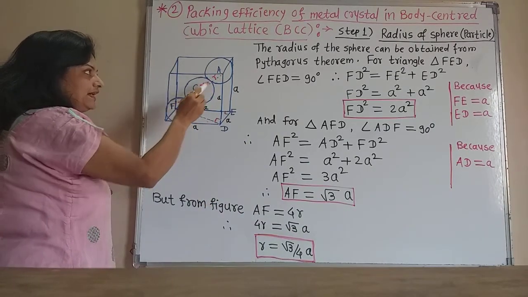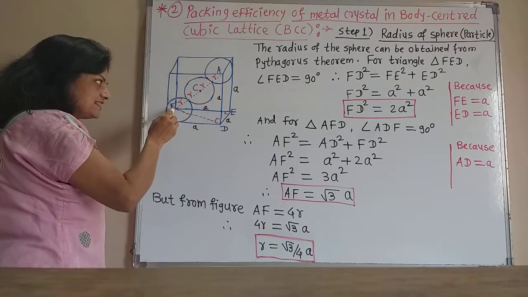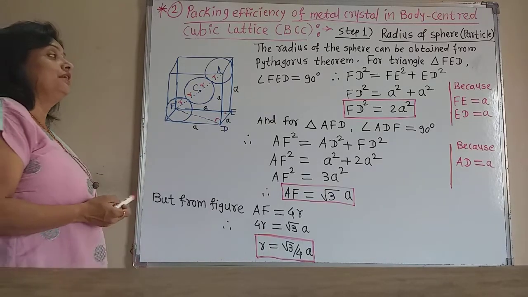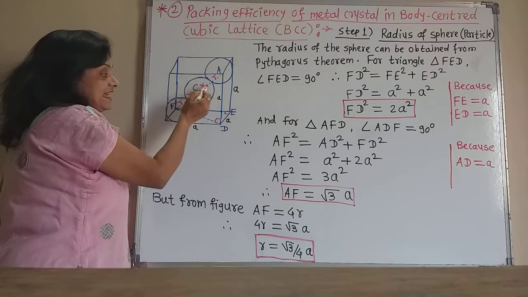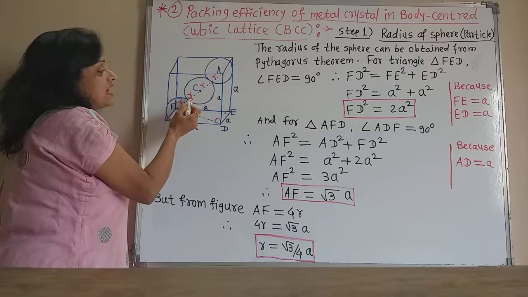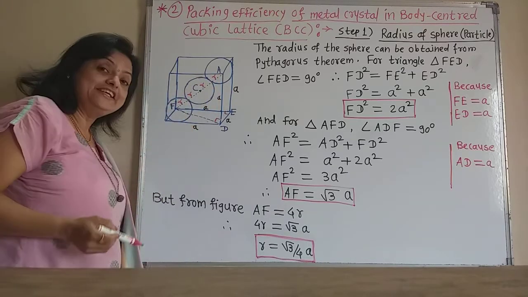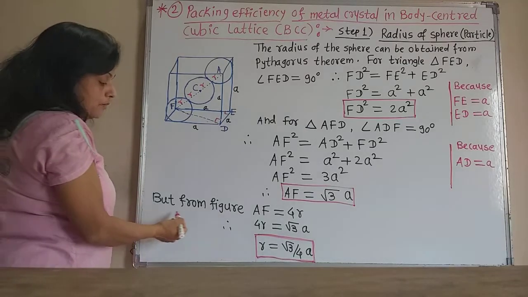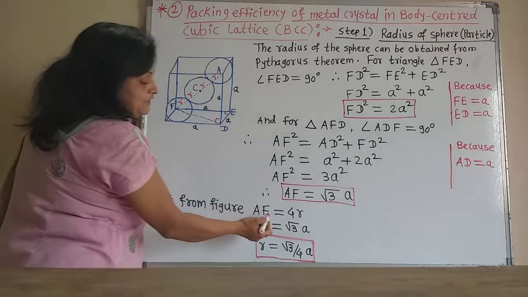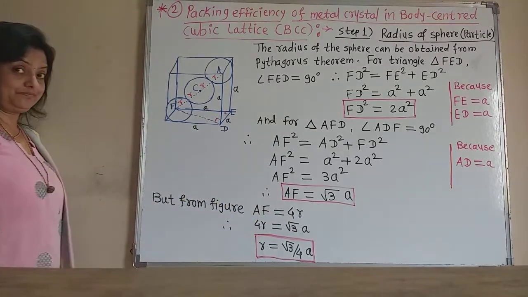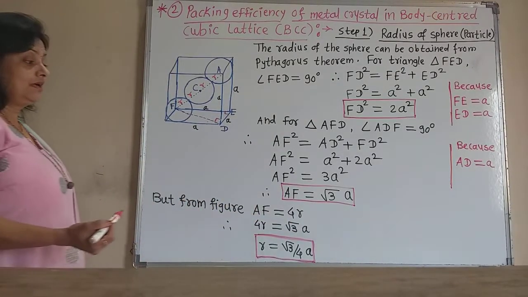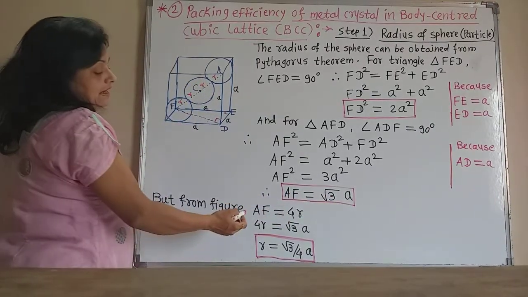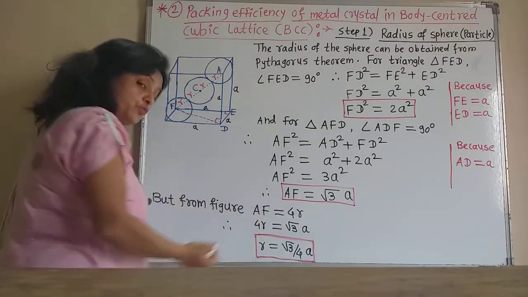Why do we calculate this total AF distance? Because we have to calculate the radius, that is R. Now you are seeing here, this AF is nothing but R plus R plus R plus R, that is 4R. And therefore from figure, AF is equal to 4R. And here AF is equal to root 3 into A, and from figure AF is equal to 4R.